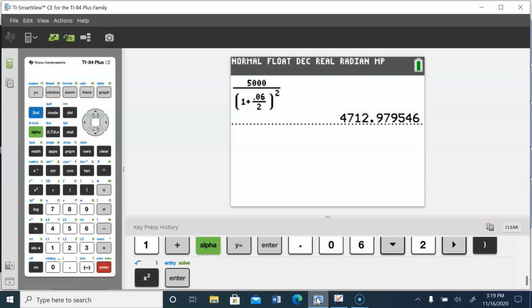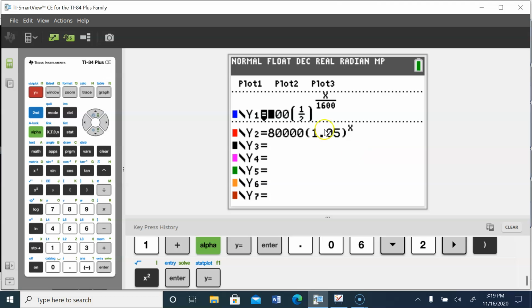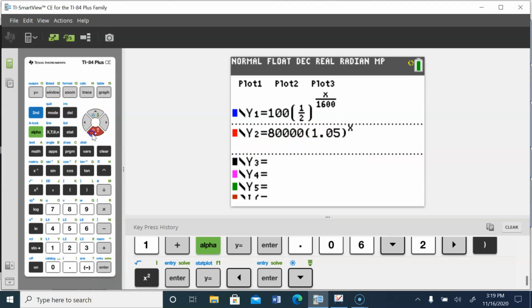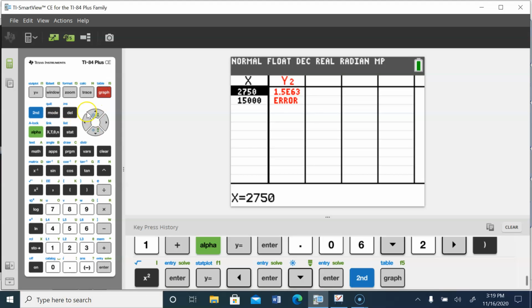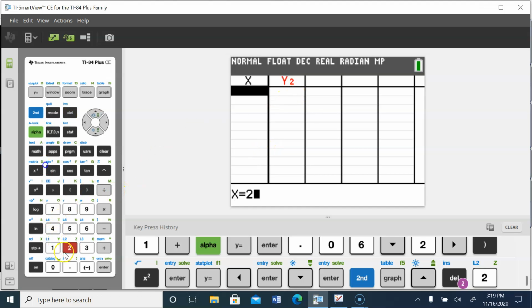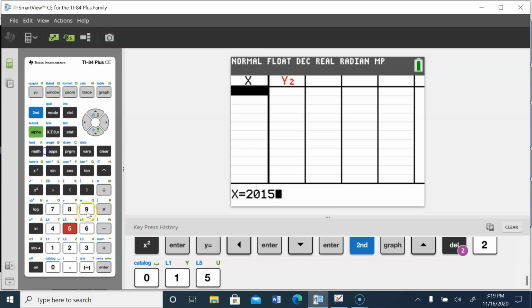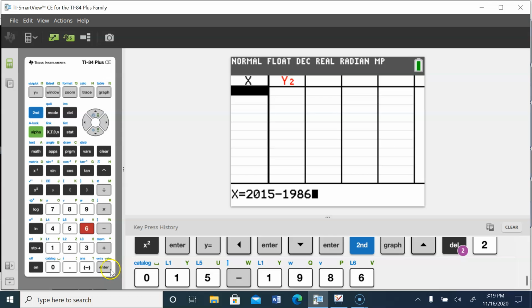So I'm going to go to my graphing calculator here and go to my y equals, and I have it entered here. First I'm going to turn this equation off, so we're not looking at that equation, and I'm going to press enter and turn that equation on. I'm going to go second graph, and I think I'll just go ahead and delete those two. All right, so we are going to enter 2015 minus 1986. And the calculator is going to calculate that as 29 years.